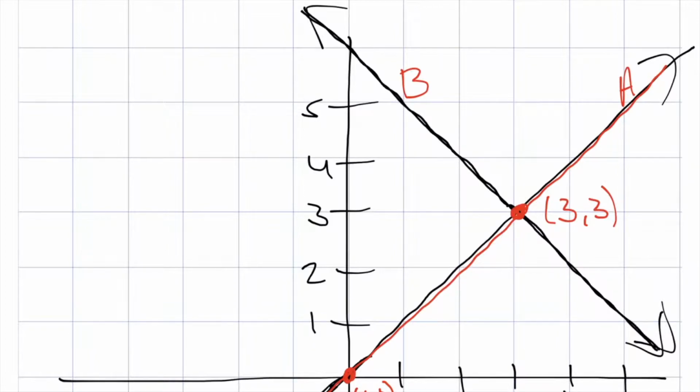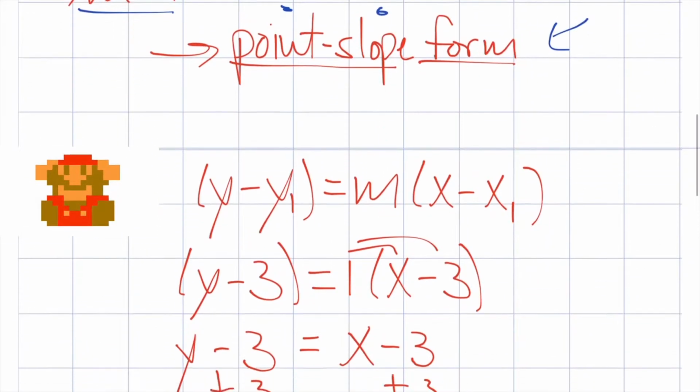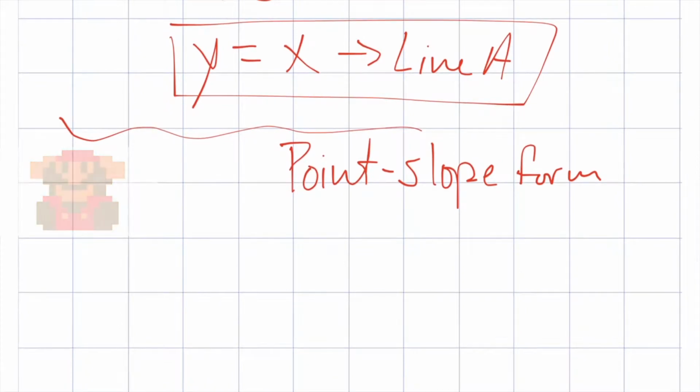Okay, I want to make that correction now. I apologize for that mistake. I didn't verbalize it correctly. So we're going to do line B.